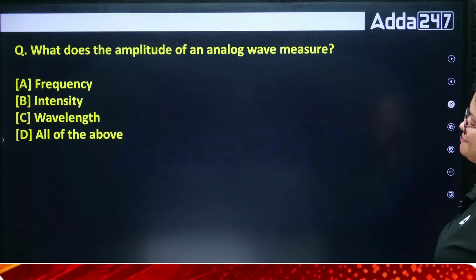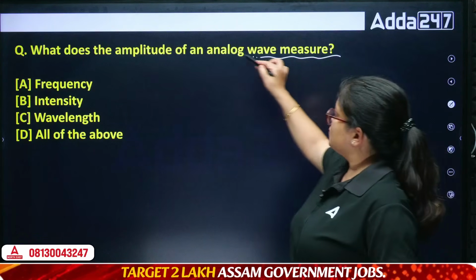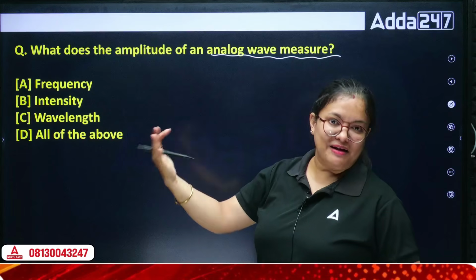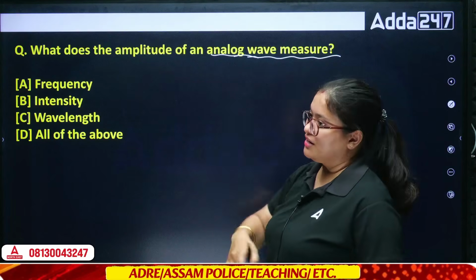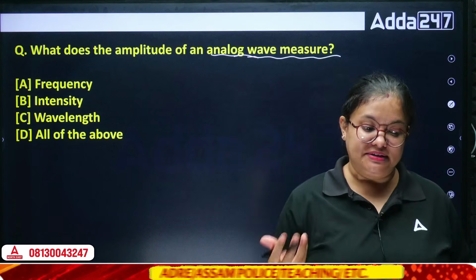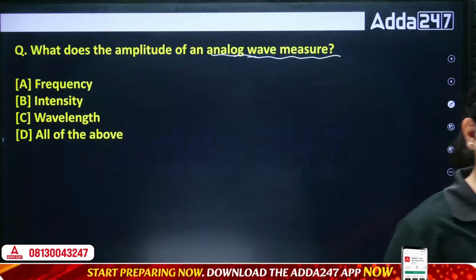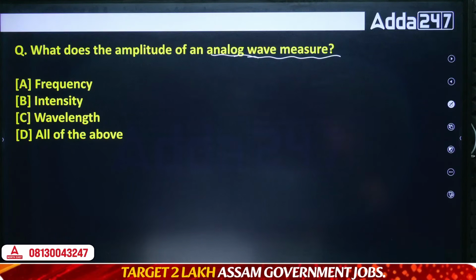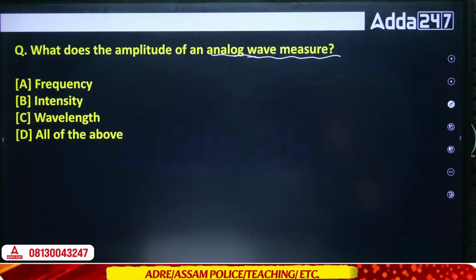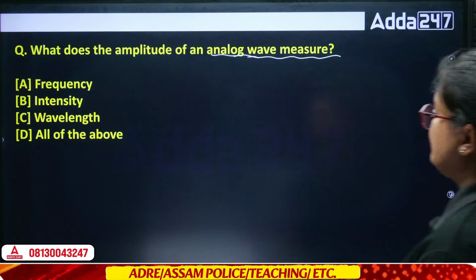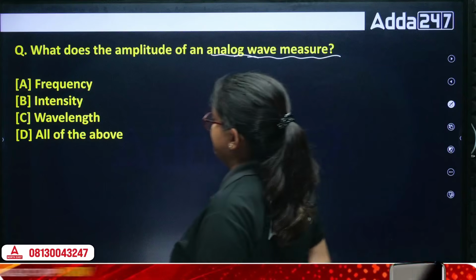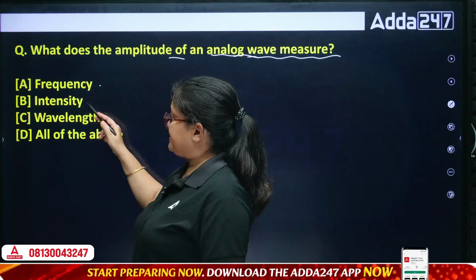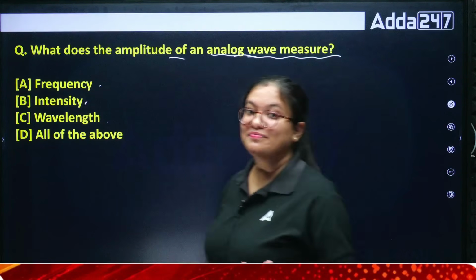Next question: how is the amplitude of an analog wave measured? This question is partly physics and partly computer. Whenever we talk about an analog wave, we usually see it in the cycles of the CPU whenever they are running or performing any function. So just guess how we measure the amplitude of an analog wave: in frequency, in intensity, wavelength, or all of the above.